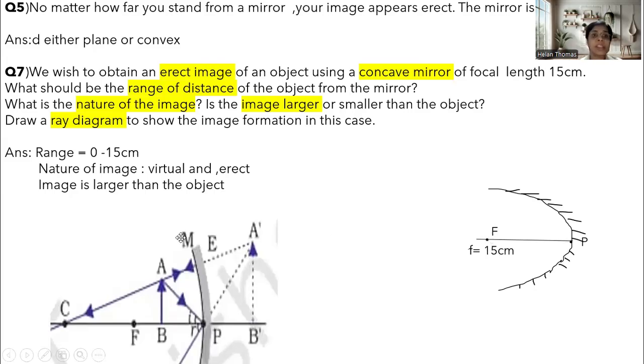Then what is the nature of the image? The image is formed behind the mirror. It is an enlarged image and also it is virtual and erect. And draw a ray diagram. And this is your ray diagram. You'll have to draw and study the ray diagrams.